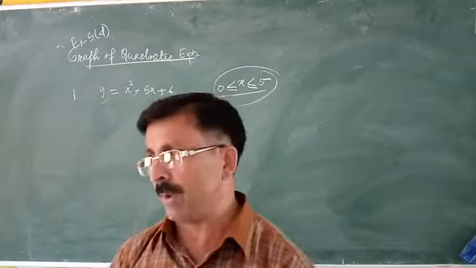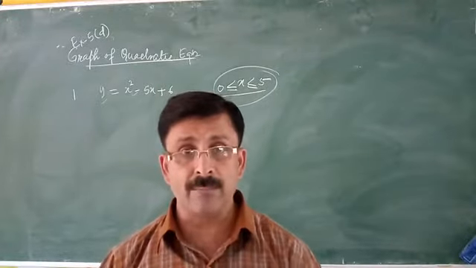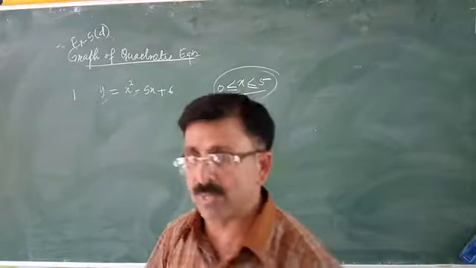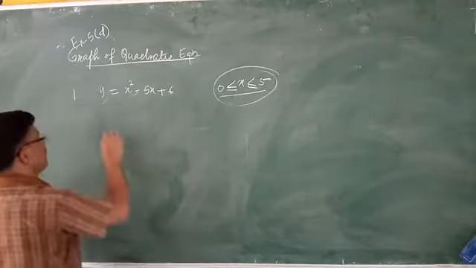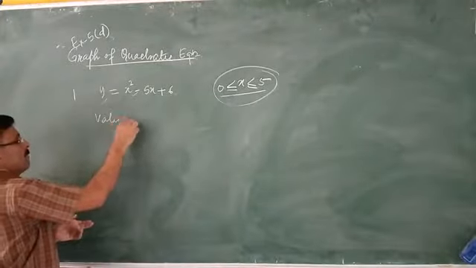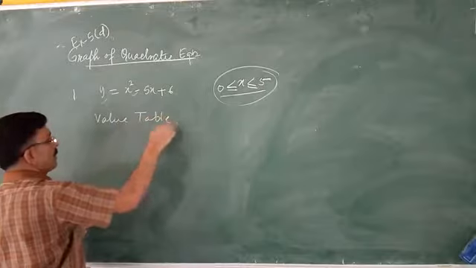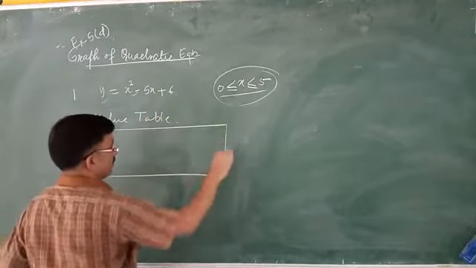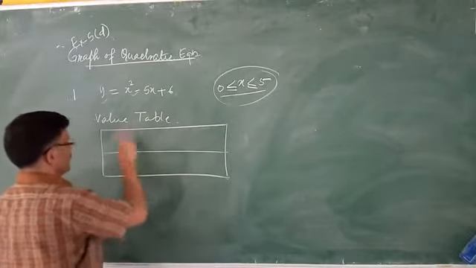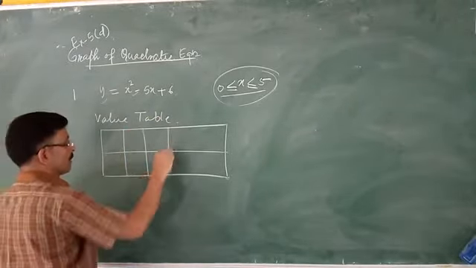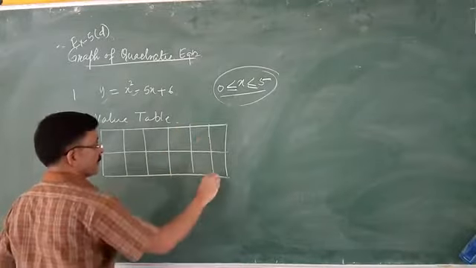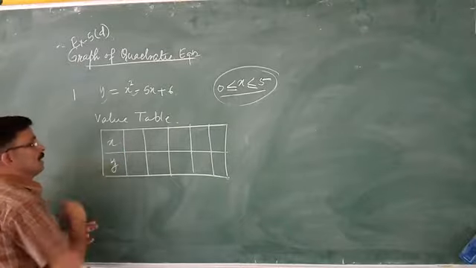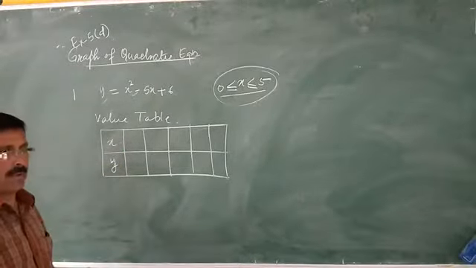From 0 till 5 there are 6 numbers. But you can take any 5. So we are going to create the value table now. First of all, value table. And then we draw the table for 5 different values of x. Is it okay? So we'll have x here and then we will have y here. Now we are going to choose values for x.